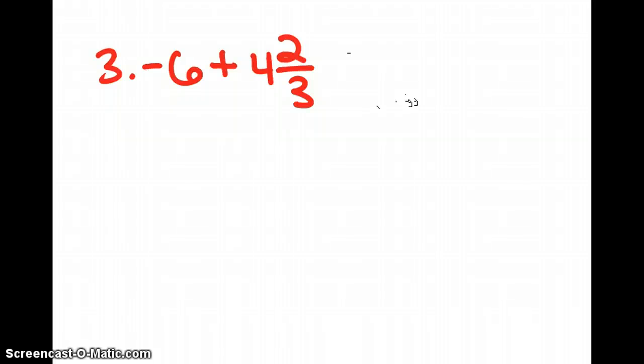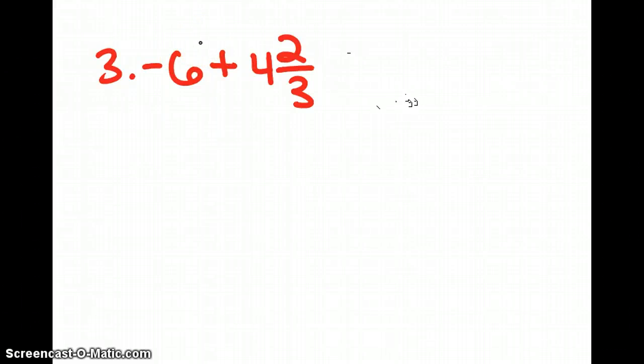So the problem is negative 6 plus 4 2/3. So what we're going to do here is start by making sure that there's no minus, and there isn't, so that's awesome. So we just get to skip that step, basically.